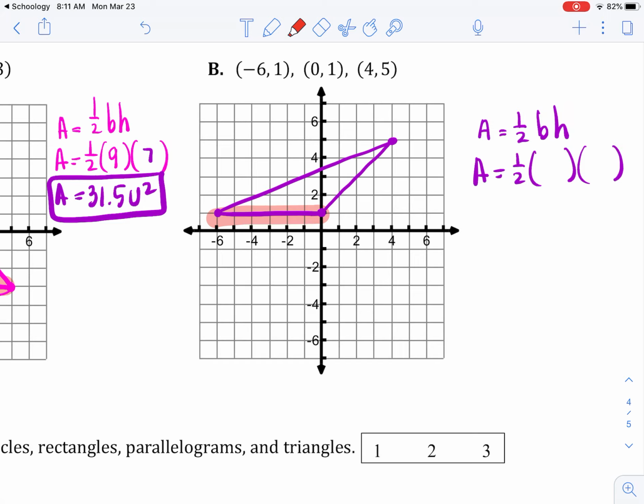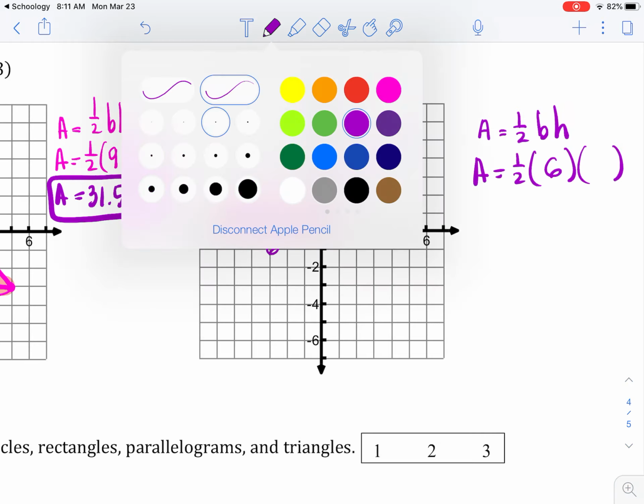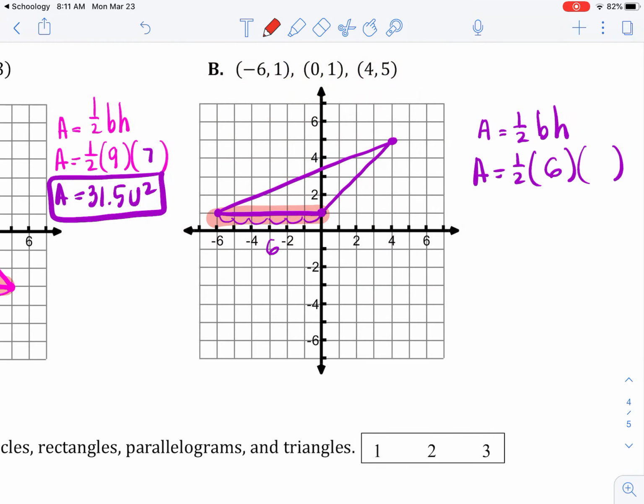All right, I'm looking for my base, which is going to either be a vertical or horizontal piece. Got that right there. So I'm going to count it. 1, 2, 3, 4, 5, 6. Now I need the height. Remember, you can go from anywhere on the bottom to the highest it goes. So here's the bottom piece.